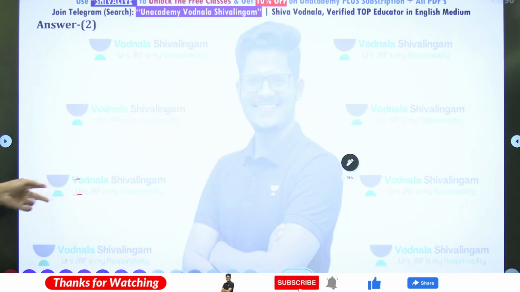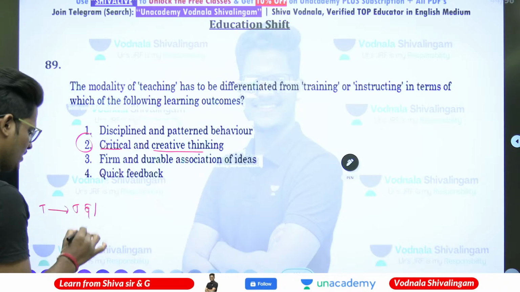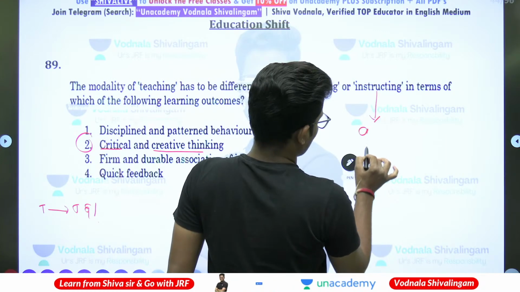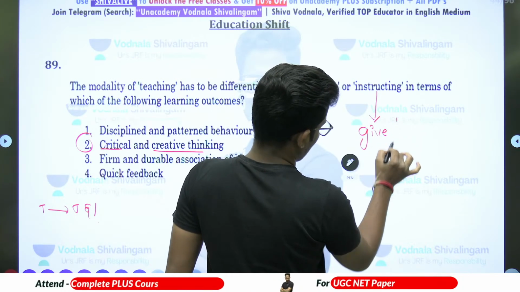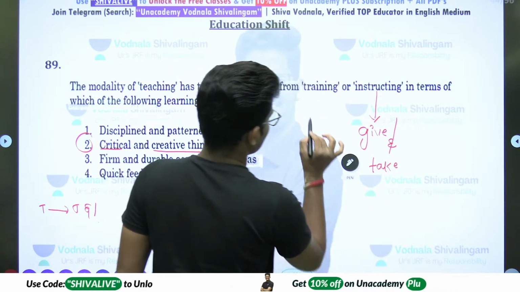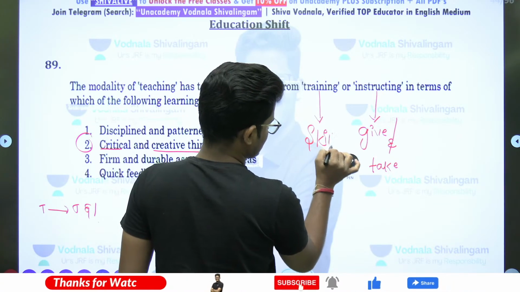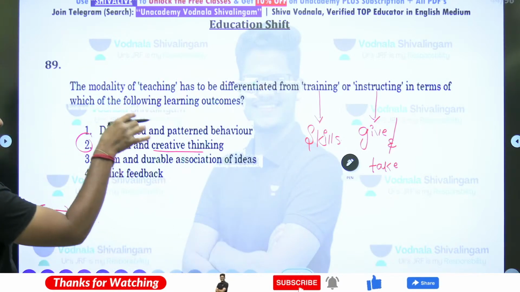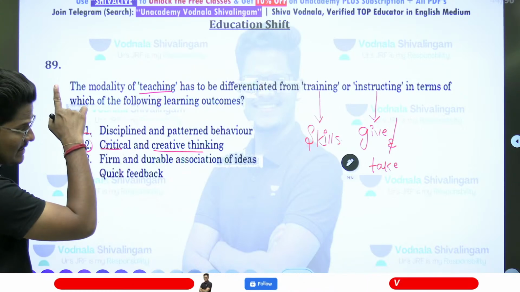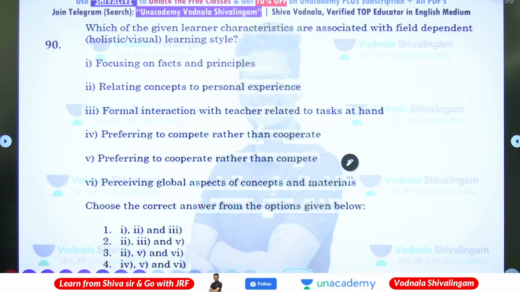The answer for this question is 2, because in teaching, critical and creative thinking is going to be developed, whereas instruction is just give and take. The teacher will give the instruction and the student will take the instruction. Training is about skills enhancement, improvising the skills. And moreover, in the last but one question, if you carefully observe, teaching is more about promoting critical thinking. Now it is critical and creative thinking that will be the answer. Next.